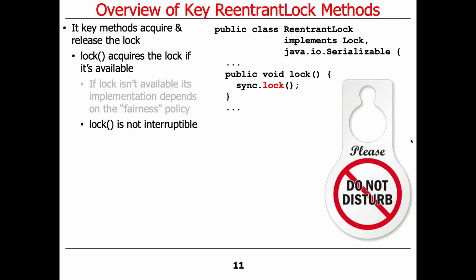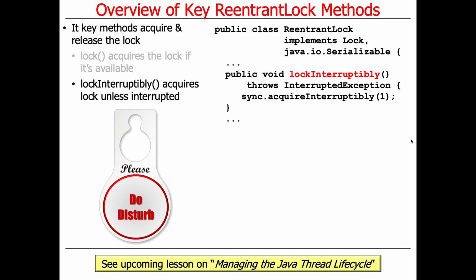The lock method is not interruptible. That's very much like the synchronized keyword, which doesn't allow interrupts. Lock interruptibly, in contrast, is interruptible. That's the only real difference. Otherwise, it behaves the same. So if you interrupt a thread that is blocked in lock interruptibly, that will cause the interrupted exception to be thrown, and you can basically catch that and do something in response. So it's a way to shut things down more gracefully and more quickly.